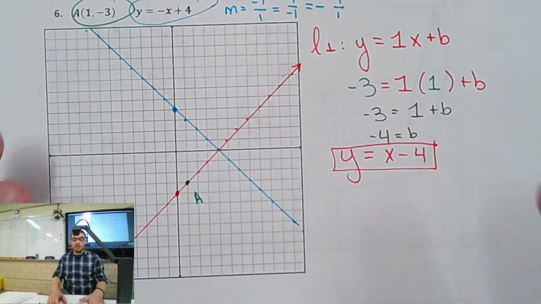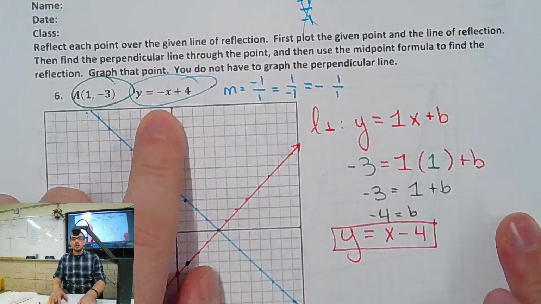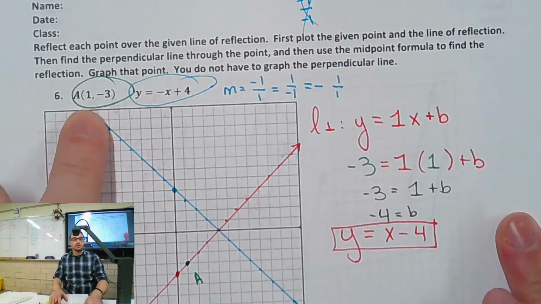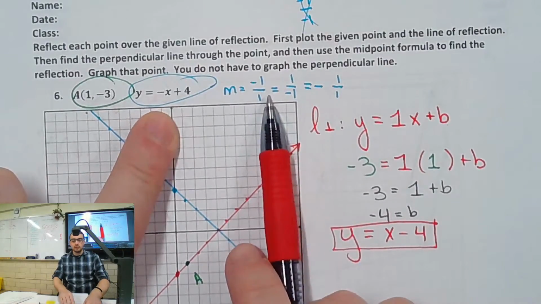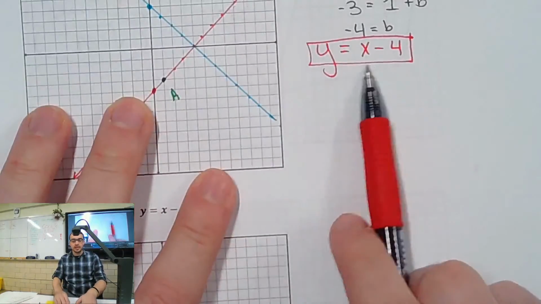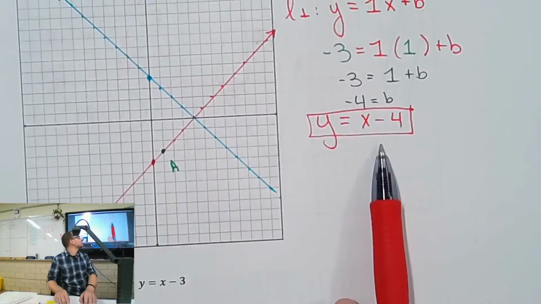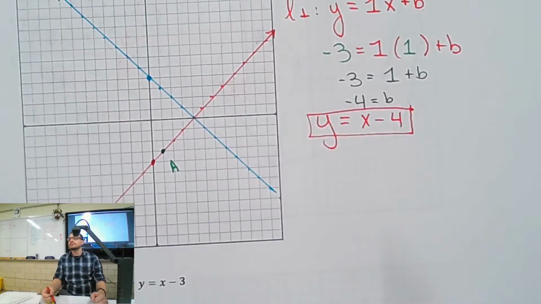So far, here's what we've done. We've graphed the blue line. We've graphed the green point. We took the slope from the original, flipped and negated it, and solved for b to get our red line, which we then graphed. How do you feel so far?